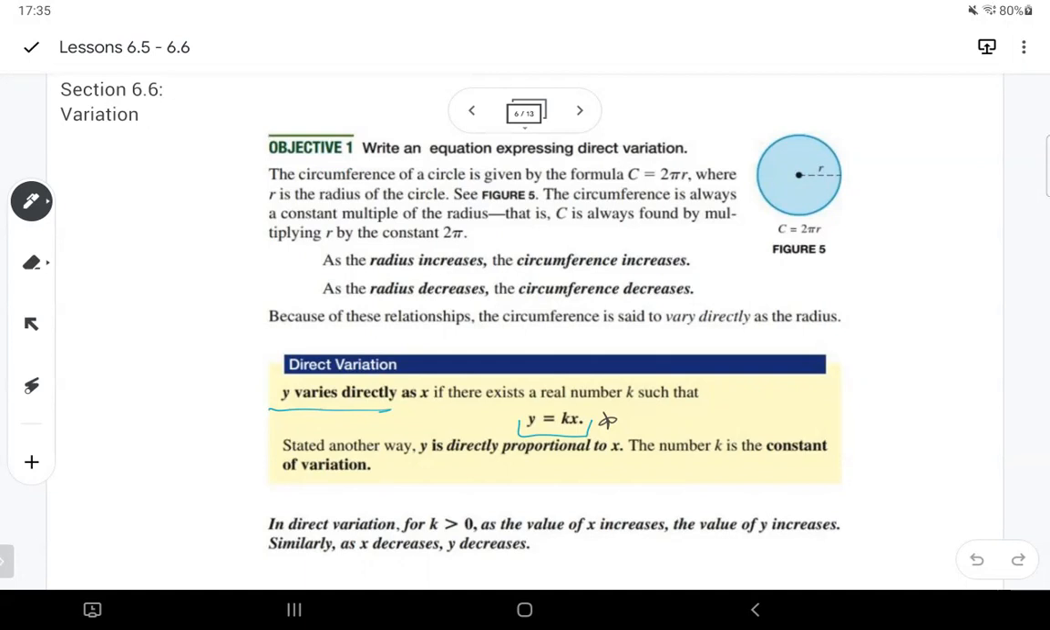So for the last section of chapter 6, we are going to discuss variation. It should not take us too long to discuss this. And then I will work on your review.